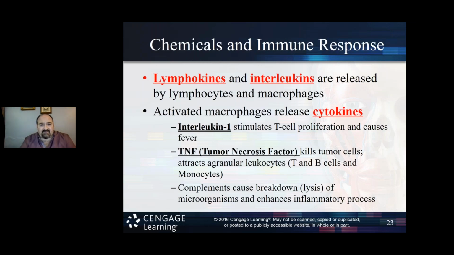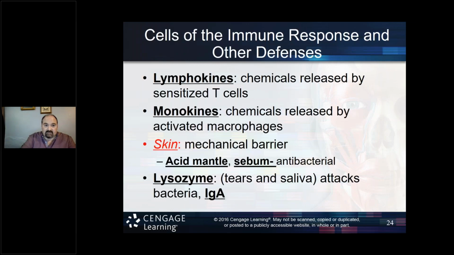Now, there are different types of chemicals that are released. Lymphokines and interleukins are released by lymphocytes and macrophages, and they are involved in intensifying the immune response, okay? Very important, as you'll see here, activated macrophages release these cytokines, again, chemicals released in order to stimulate the immune response. You'll see here complements cause breakdown of the microorganisms and enhance the inflammatory process, releasing these particles that will help to activate the immune system and the immune response.